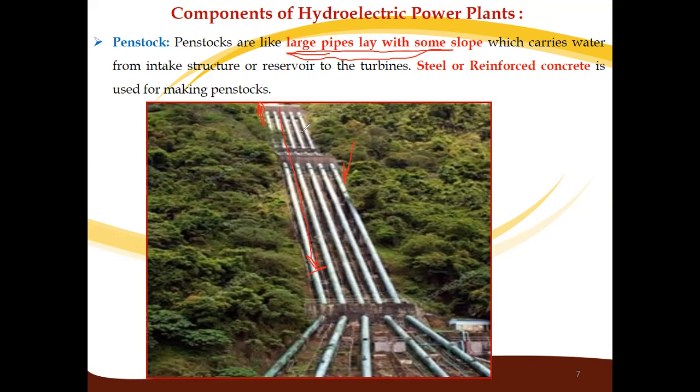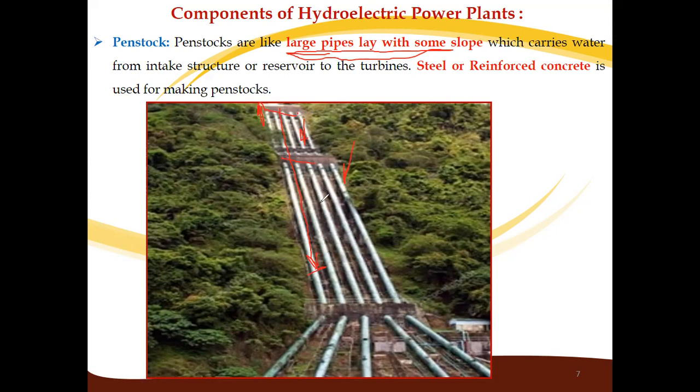To overcome this pressure, a heavy wall is provided for a short length penstock, and a surge tank is provided in the case of a long length penstock. We have this wall here. So a heavy wall is provided for short length, and steel or reinforced concrete is used to make the penstock.